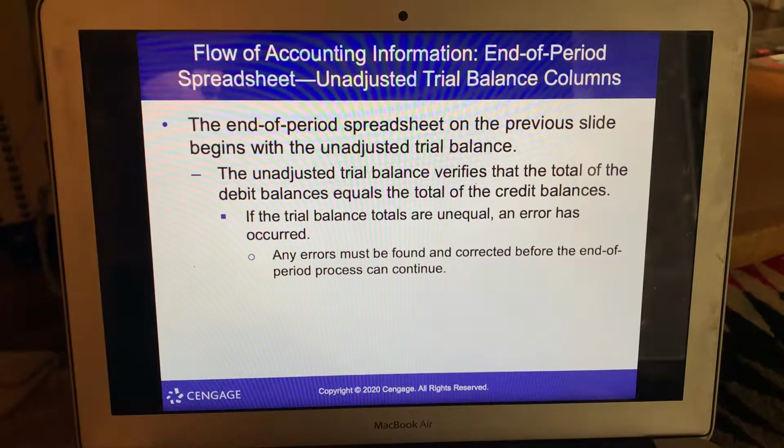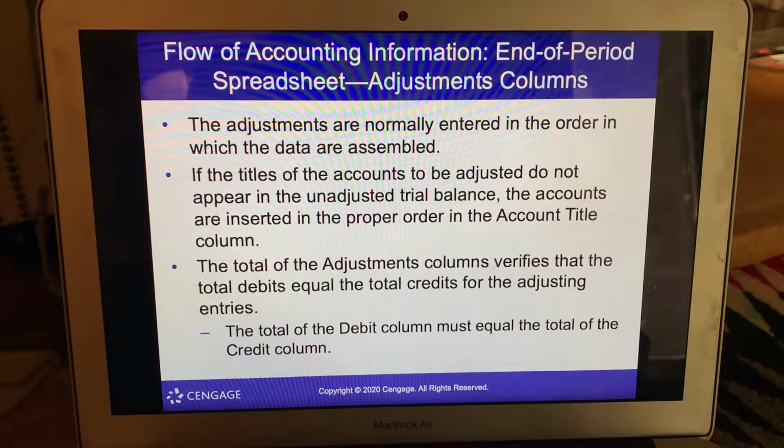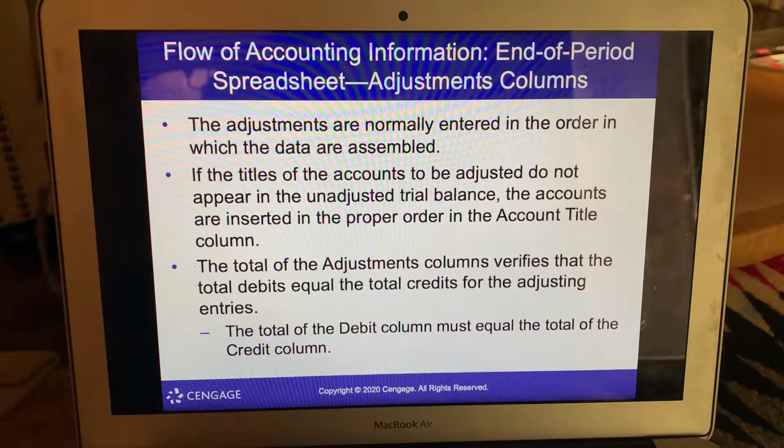So the end of period spreadsheet on the previous slide begins with the unadjusted trial balance, basically what I just went through and explained to you, so I won't go through that one. The adjustments are normally entered in the order in which the data are assembled. If the titles of the accounts to be adjusted do not appear in the unadjusted trial balance, the accounts are inserted in the proper order in the account title column.